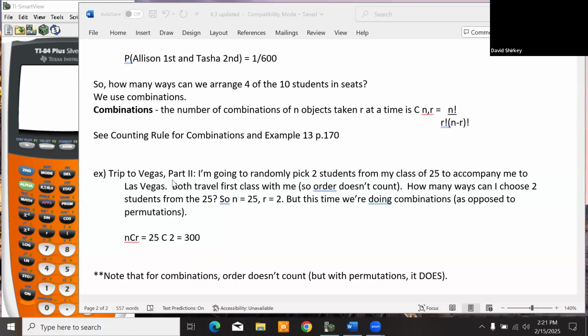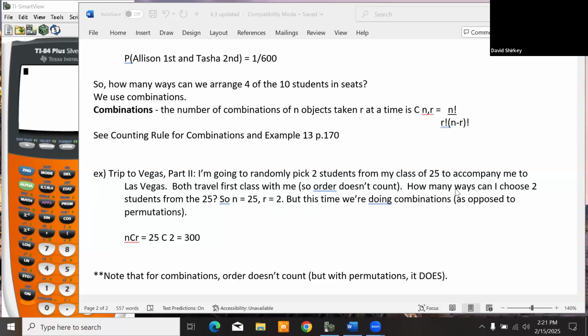So here's trip to Vegas part 2. See the counting rule for combinations, and then take a look at example 13 on page 170. I'm going to randomly pick 2 students from my class of 25. Notice n and r are the same, so you can compare the two. Both are going to travel with me to Las Vegas in first class, so the order that I pick them in doesn't count, unlike permutations. How many ways can I choose 2 students from 25?